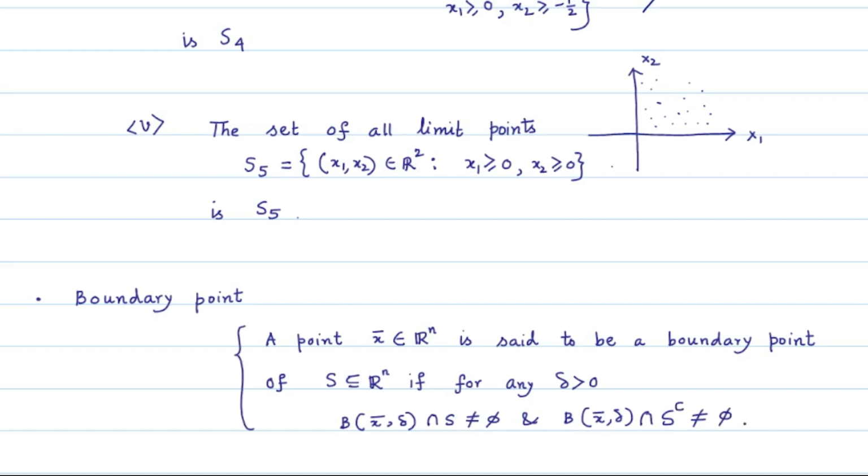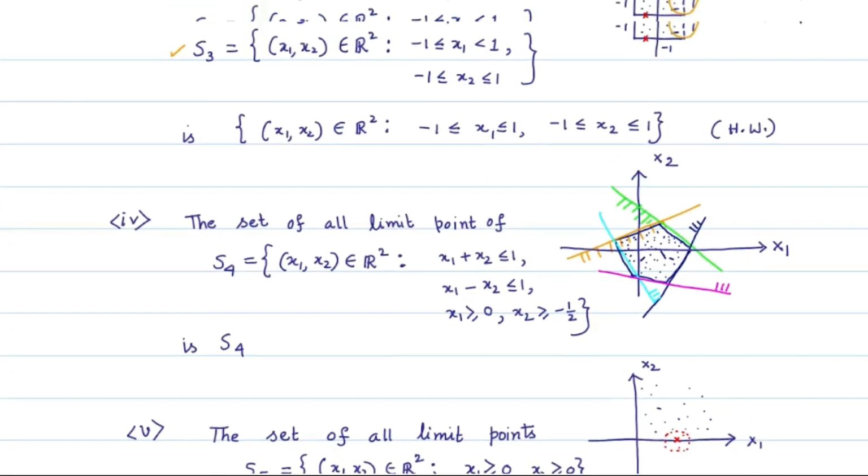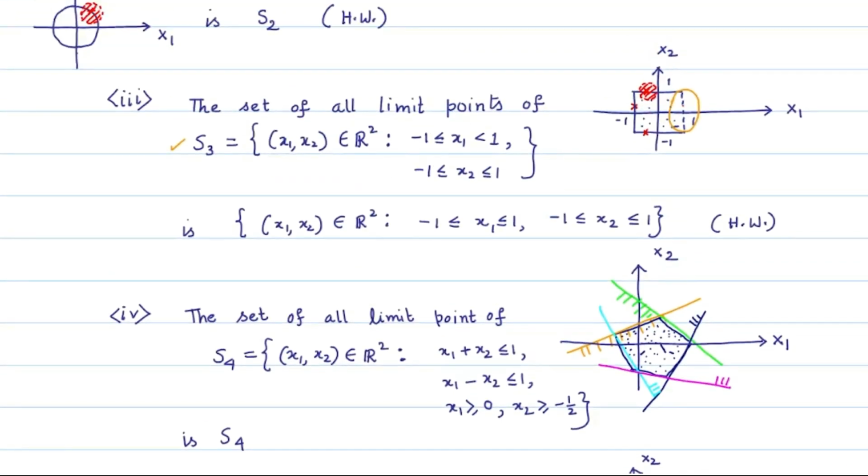S. For example, in this set S5, you consider any point lying on the positive x1 axis. Then you notice that any open ball of whatsoever small radius contains at least one point of the set S5 and contains at least one point outside the set S5, and therefore this point is a boundary point of the set S5. Similarly, for the set S3, we see that any point on this side is a boundary point. Any point even on any of the other three sides is a boundary point.